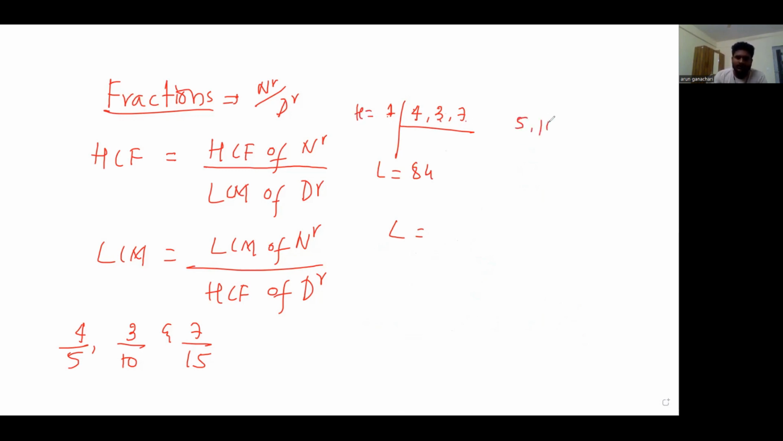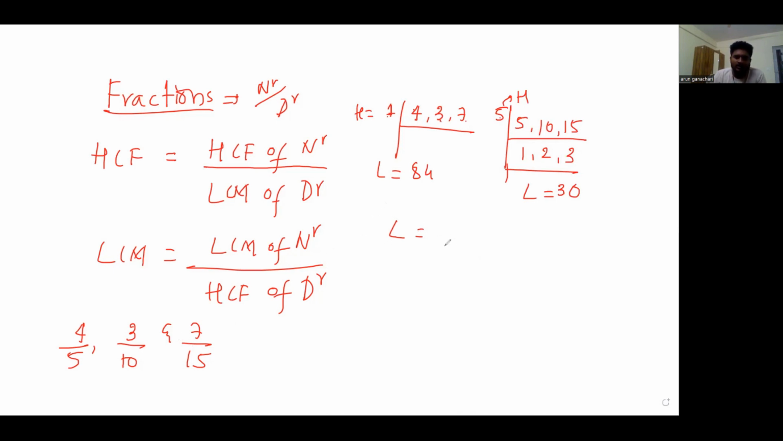How about the numbers 5, 10 and 15? 5 is common. So it will be 5 1s are 5, 5 2s are 10, 5 3s are 15. Getting this? Yes, sir. We cannot multiply anything after this, so it will be 5 2s are 10, 10 3s are 30. HCF is 5.